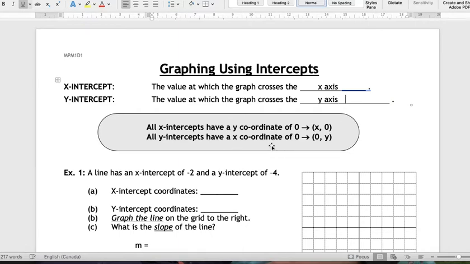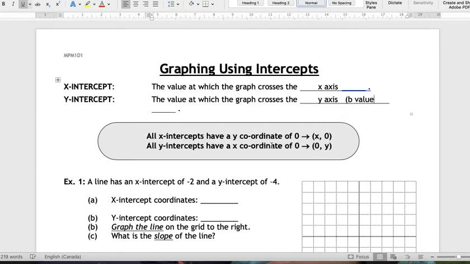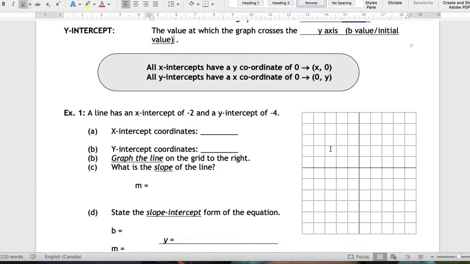Up until this point, we have been calling this the b value or the initial value, so that is not new to us. It says all x-intercepts have a y-coordinate of 0, so the x-intercept would be a number and then 0. All y-intercepts have an x-coordinate of 0 and the y number.